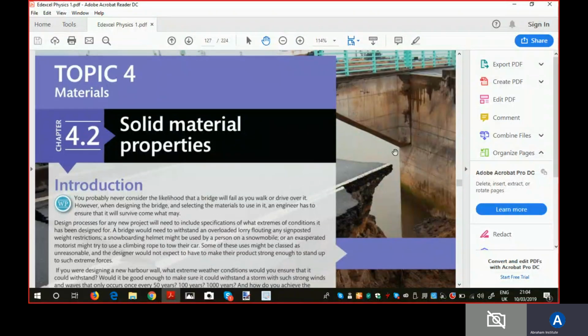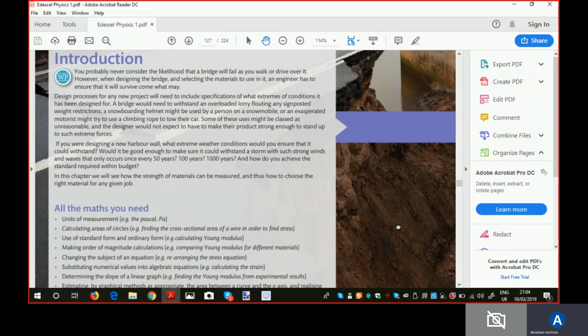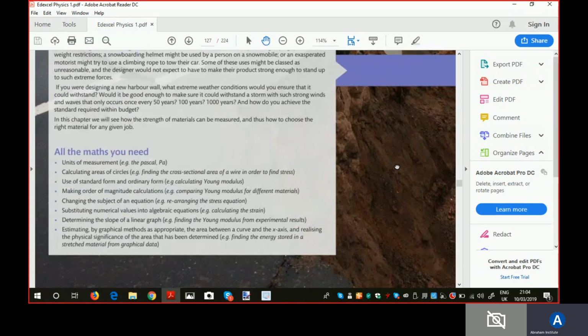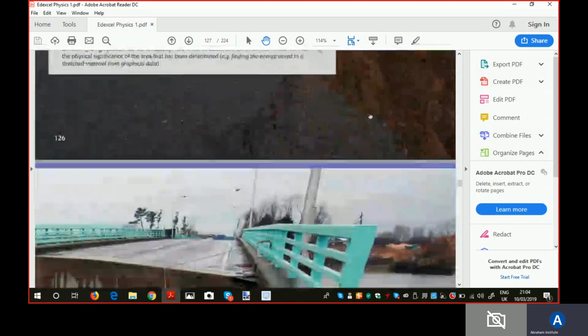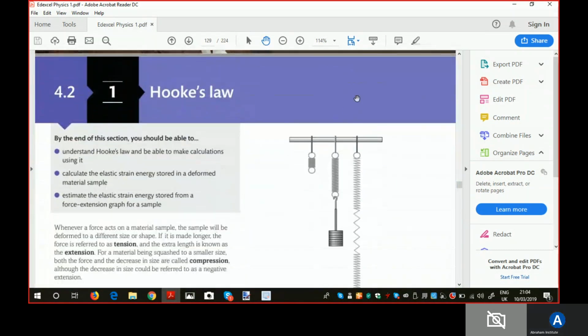Okay, let's start. Topic 4, materials, chapter 4.2, solid materials and properties. Under this, we will learn about Hooke's law, Young modulus, and some other topics like energy in springs and so on. Okay, so let's start with Hooke's law. You have to know the definition of Hooke's law.